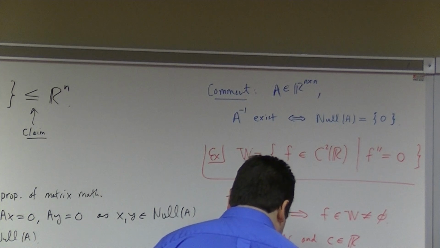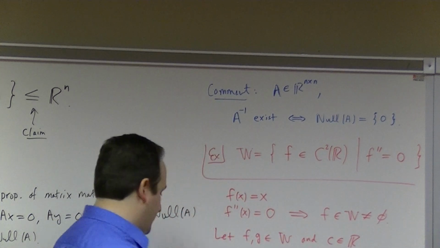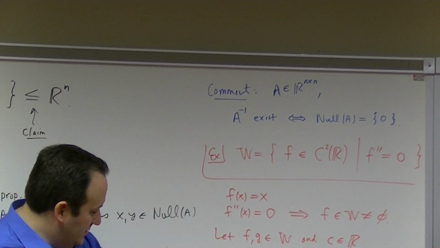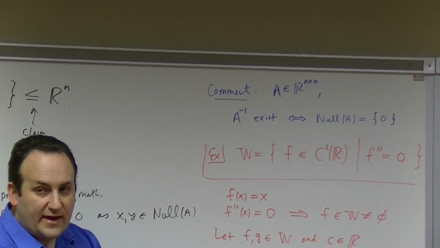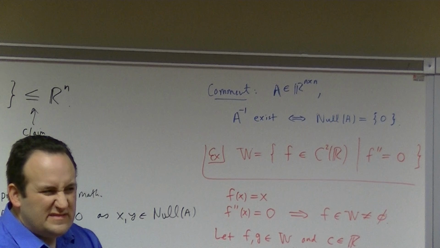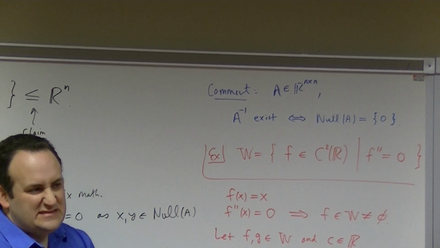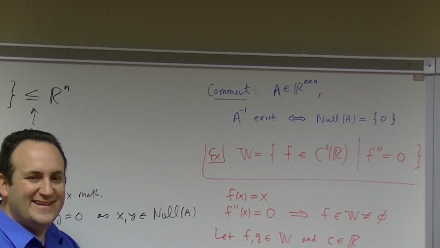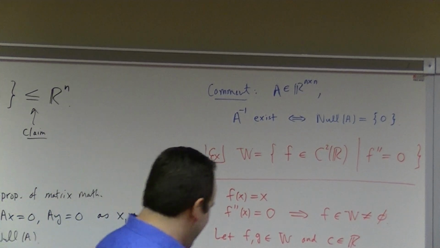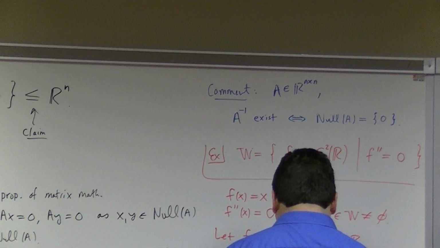Now here, there's a hole in my proof. I don't actually know that the 0 function is in the set. So there's a gap here. Oh wait a minute, yes I do. I just proved it here. Never mind. Sorry. We get c f as an element of W.